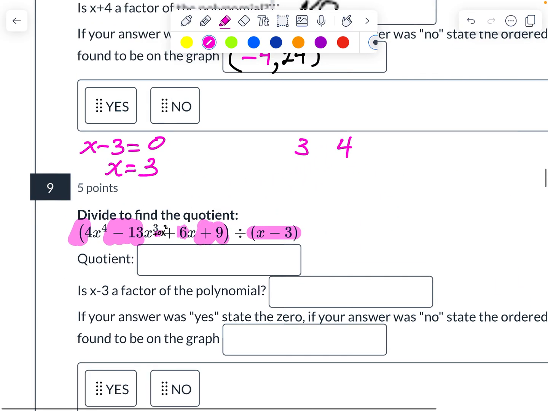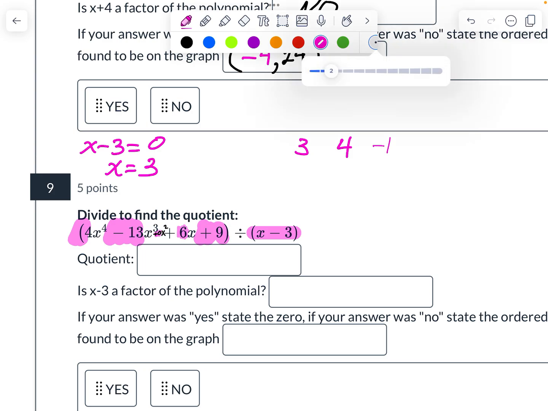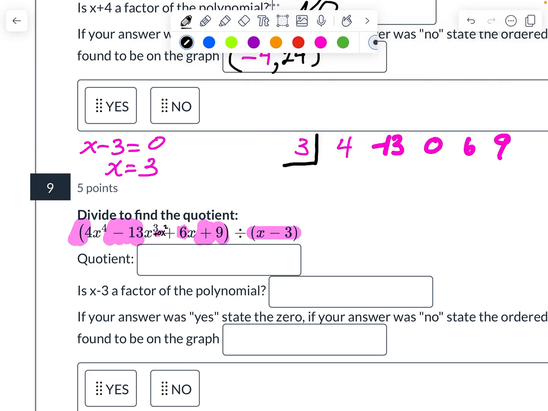So we need to be sure when we write our numbers. We have 4, negative 13, 0, 6, and 9. The number in our box is 3, 4, negative 13, 0, 6, and 9. Third power, second power, first power. Okay, yes, this works. Just making sure everything was there, friends.